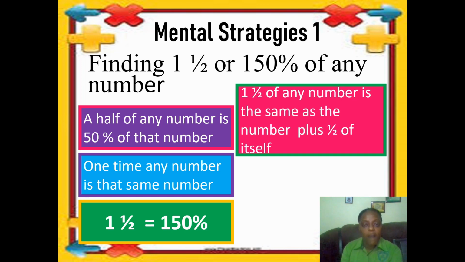So 1.5 of any number or 150% of any number is that number plus a half of itself. So 1.5 of 4 would be 4 plus a half of 4, which is 2. So that would be 6. 6 would be 1.5 or 150% of 4.